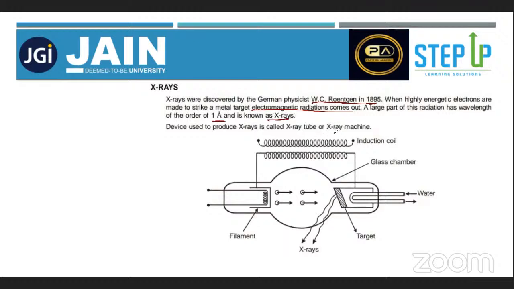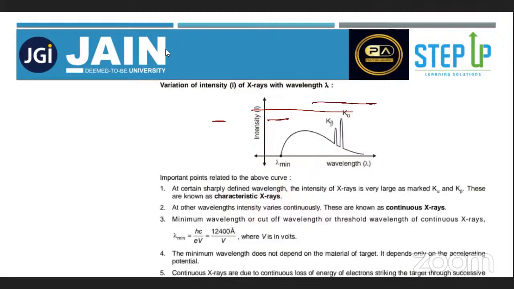In this normal experiment, you have an induction coil and a glass chamber. We try to maintain a low pressure so that we get a condition of vacuum. What is important for you in this are the graph and a few summarized points. This is the variation of intensity against lambda, where you have lambda minimum here. These are two constants, K alpha and K beta. We'll see what they are.